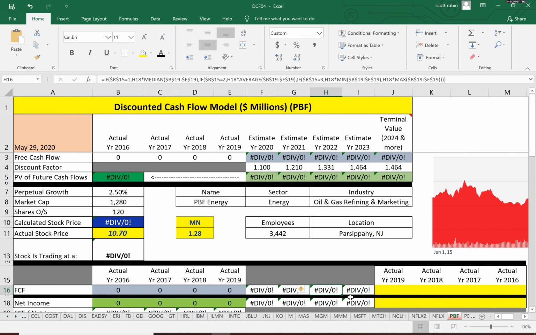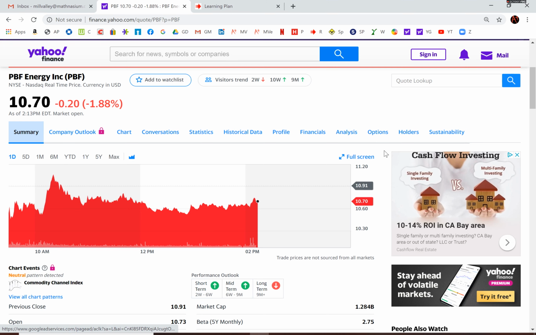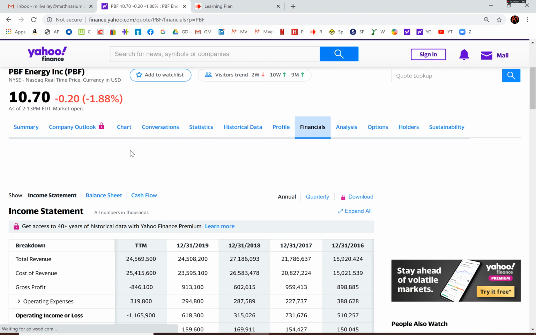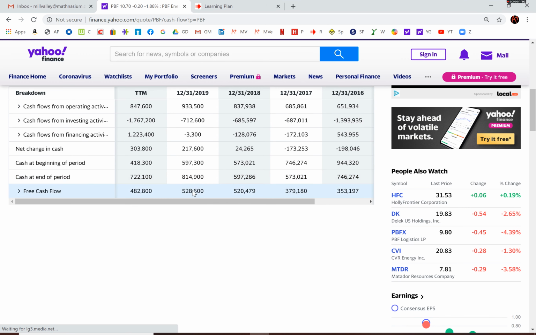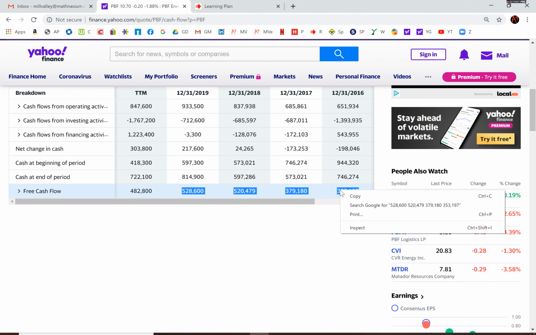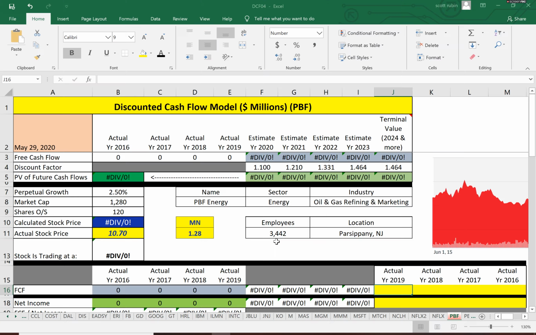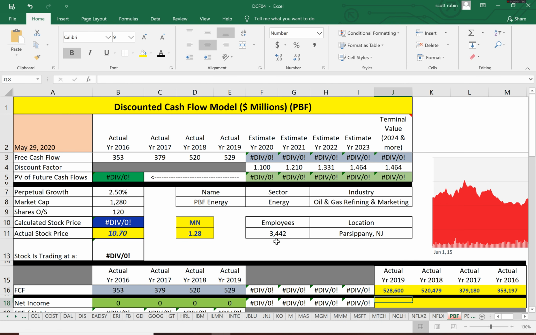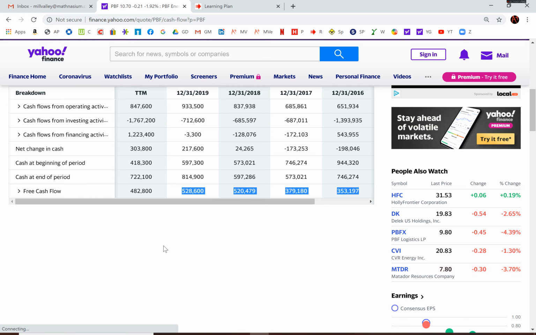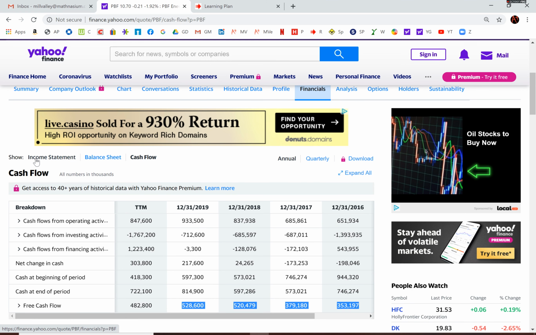Next, we need the free cash flow. And in Yahoo Finance, it's conveniently in the cash flow statement already calculated for us. And the best way to figure out the value of a company is to estimate future free cash flow and then discount that number back to today's dollars.